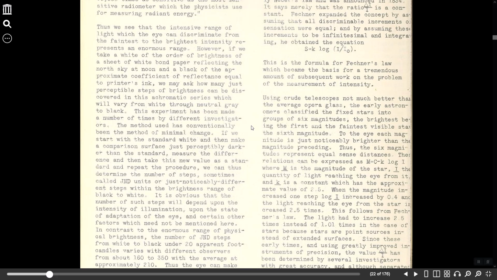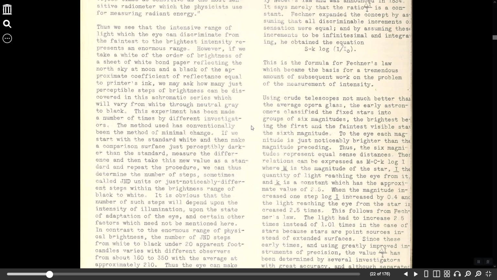However, if you take a white of the order of brightness of a sheet of white bond paper reflecting the north sky at noon and a black of the approximate coefficient of reflectance equal to printer's ink, we may ask how many just perceptible steps of brightness can be discoverable in this achromatic series which will vary from white through neutral gray to black. This experiment has been made a number of times by different investigators.